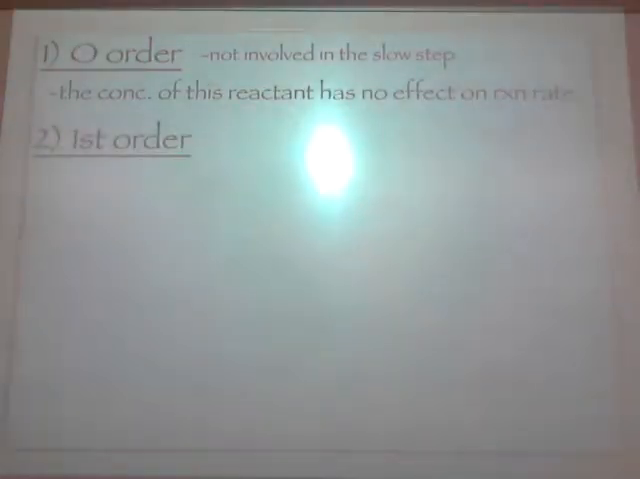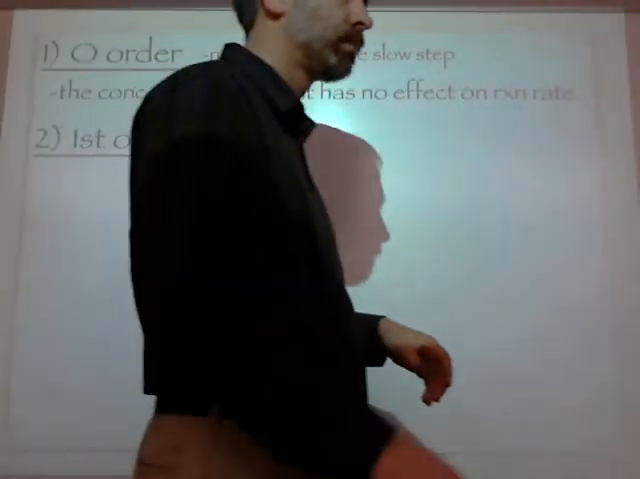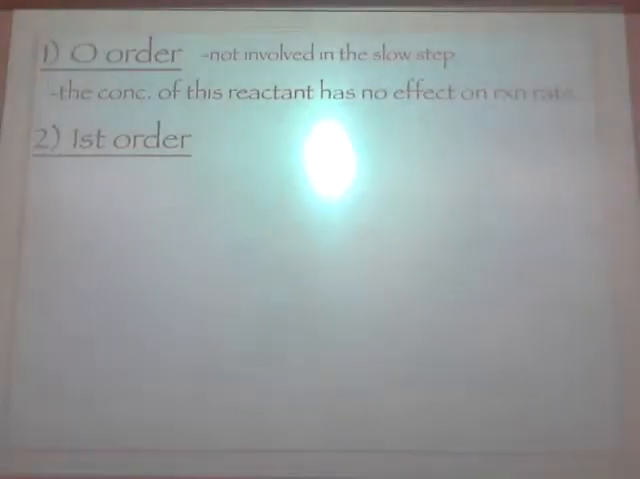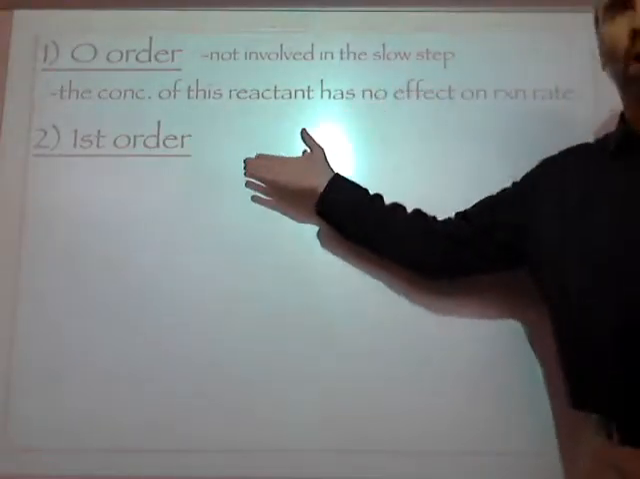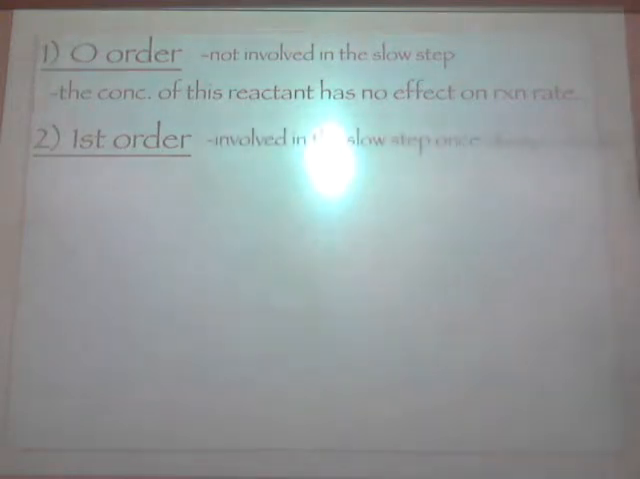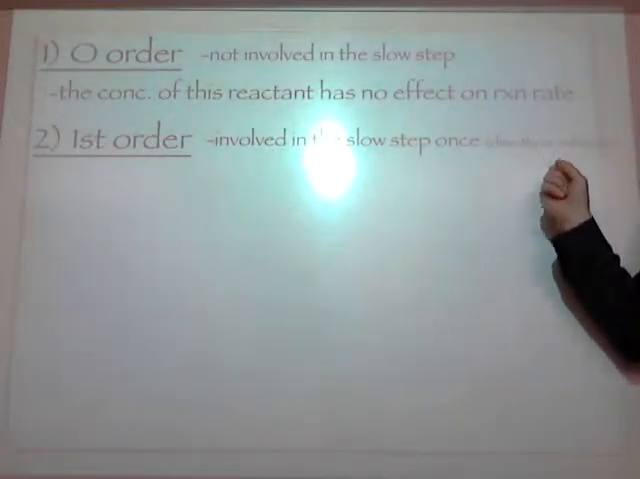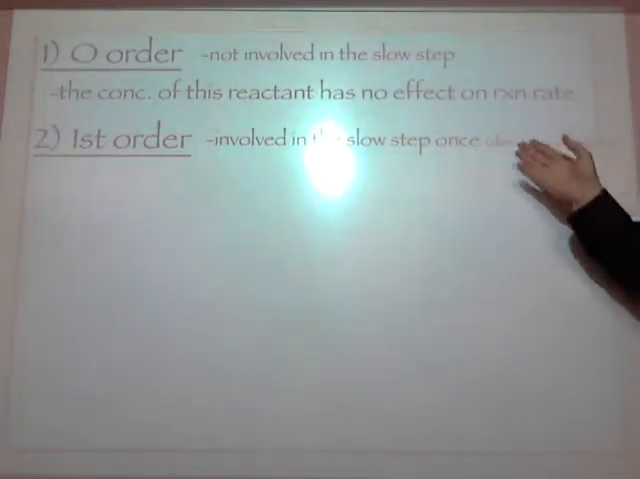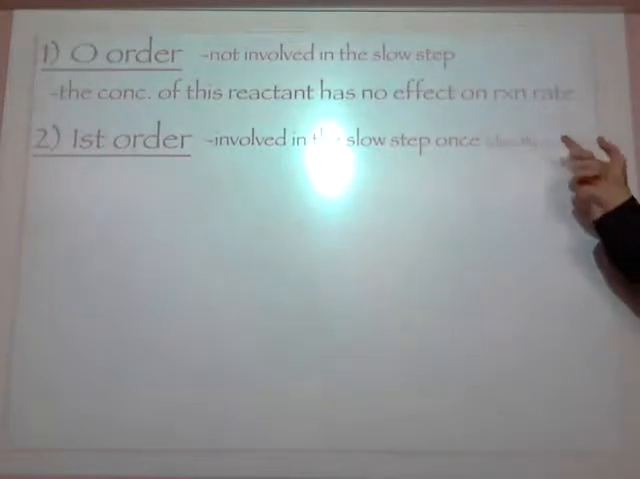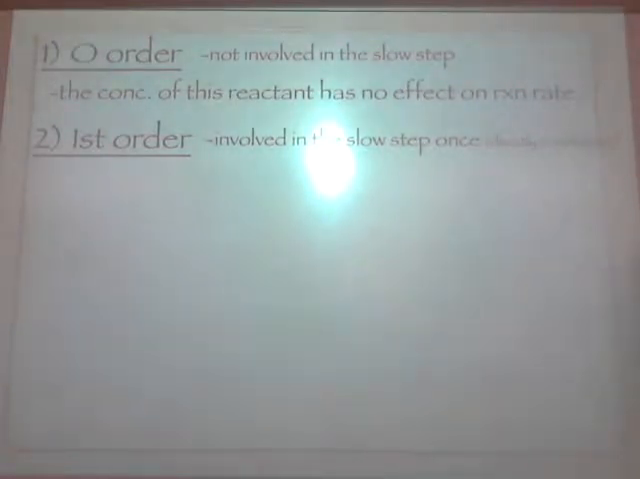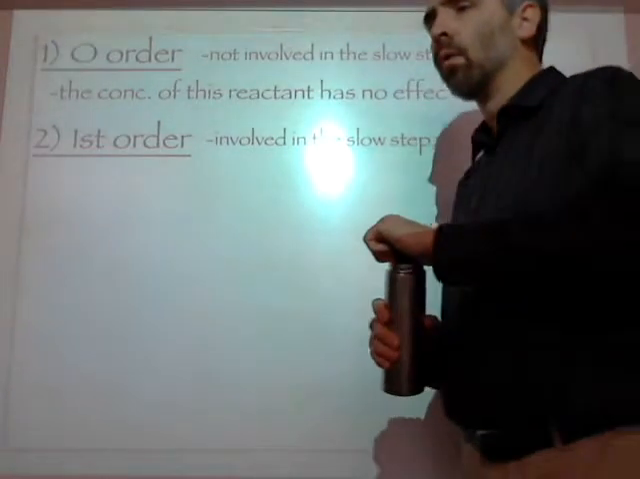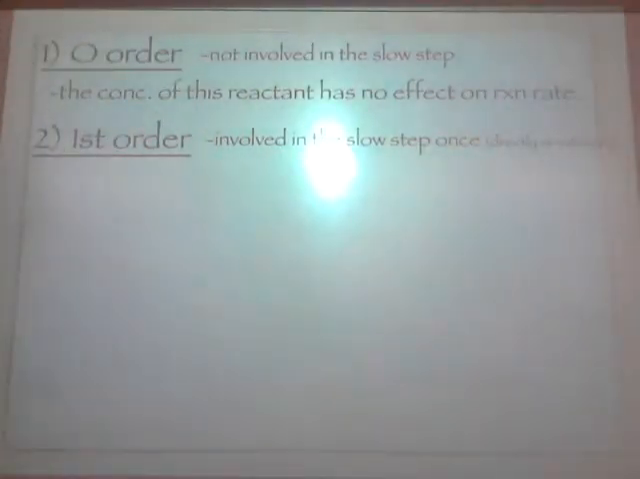All right, let's do a first order reactant. First order reactant, what do you think? Well, a first order reactant is involved in the slow step. It's involved in the slow step once. That's why it's first order. And I have over here, and I won't be able to explain this until probably, well, in your class, because we have a double today, I might actually get to it in the second half of the period. I'm not sure. Directly or indirectly. I will get to that eventually, what I mean by directly or indirectly.